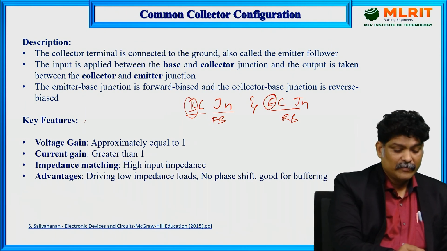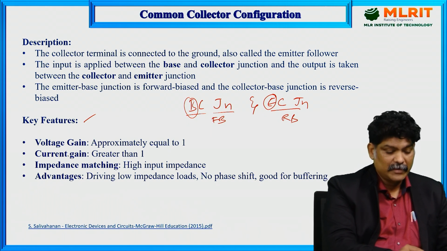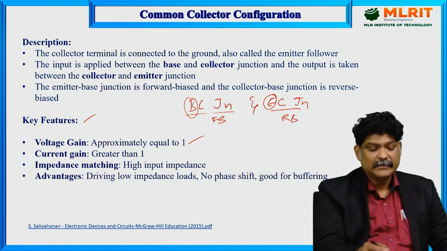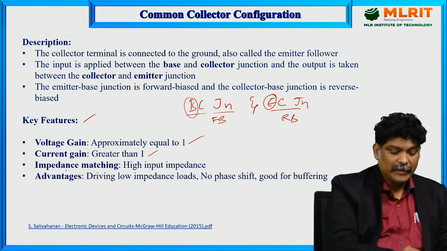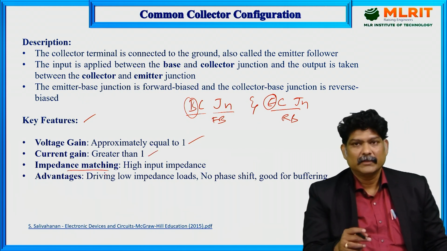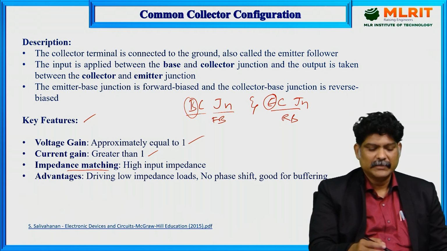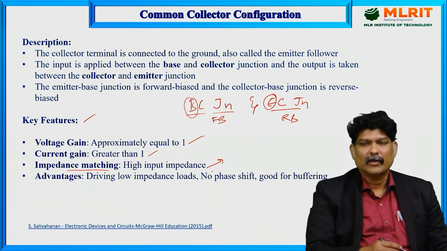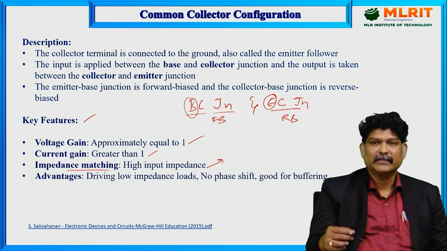So what are the key features? Let us see the key features of common collector. Its voltage gain is approximately 1 only, so less voltage gain, while the current gain is greater than 1. For impedance matching, the important property of the common collector configuration is that it has a high input impedance. Hence this kind of configuration can be utilized in circuits where high input impedance is needed.